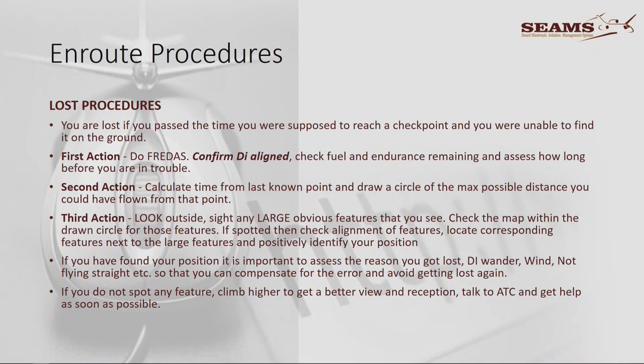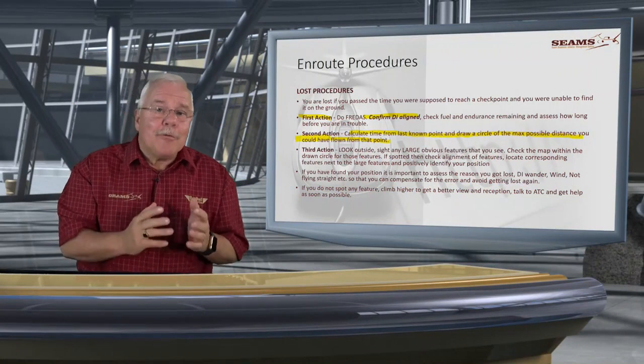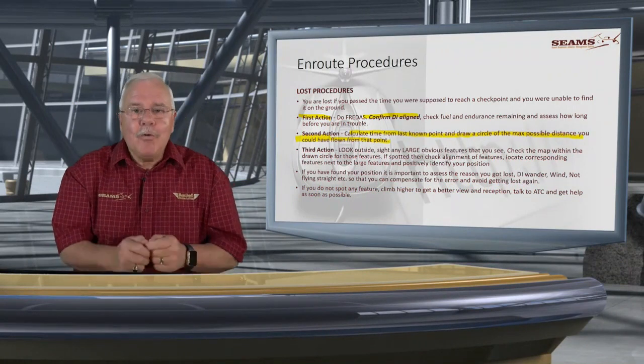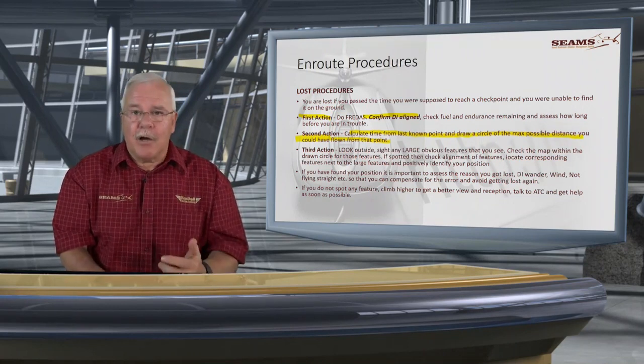Lost procedure again. First action, confirm DI aligned. Second action, calculate time from the last known point and draw a circle of the possible distance you could have flown from that point. You should at least have known where you were when. So you can't sit and sleep on the aircraft from the word go.